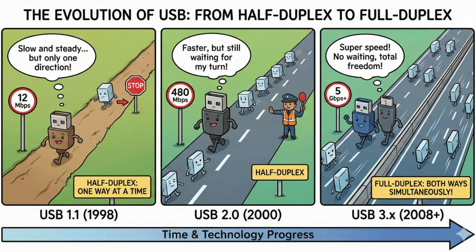We also evolved in terms of traffic flow. Half duplex, USB 1.1 or 2.0. Like a one-lane road. Cars can go both ways, but not at the same time. You have to wait your turn. Full duplex, USB 3.x. This is the modern standard. A divided highway where data flows in both directions simultaneously at super speeds.